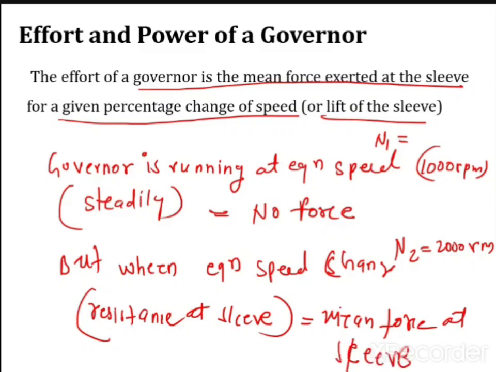So what I want to say is that until there is any speed change, this mean force is not exerted at the sleeve. But as the equilibrium speed changes, let us say from 1000 to 2000 rpm, the mean force starts acting at the sleeve. This mean force exerted at the sleeve resists the sleeve movement, म्हणजे तो स्लीवला त्याची मुवमेंट करण्यापासून रेजिस्ट करतोय, त्याला आपण काय म्हणतो? मीन फोर्स. Okay. And this resistance at the sleeve is nothing but the mean force at the sleeve, or it is also called the effort of the governor.